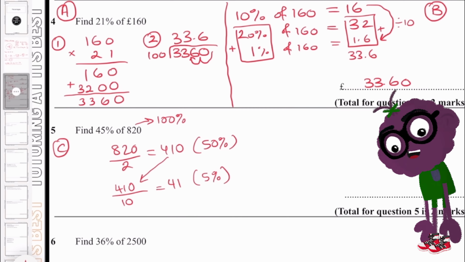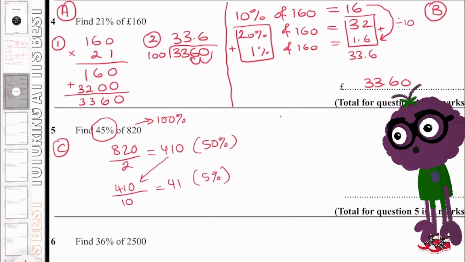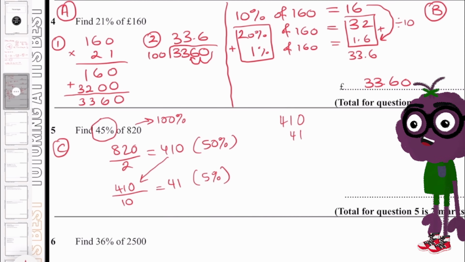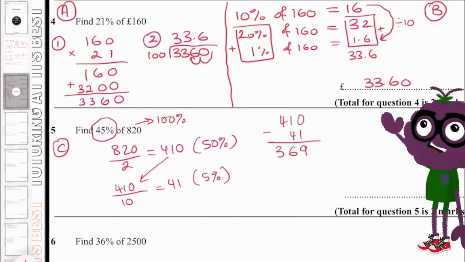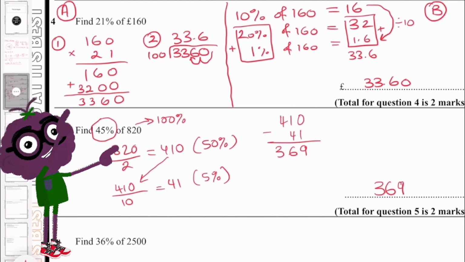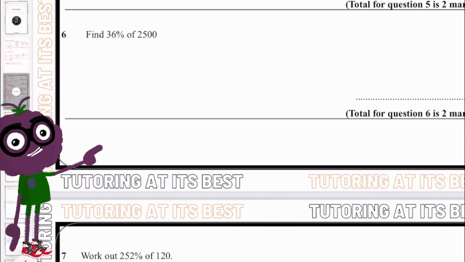And the reason I've done this is because I know we need to calculate 45%. So now I'm going to get my value, which is 50% here, and my 5% here, and I'm going to subtract this. And that's going to give me 369. So as you can see, this is another method you could use in order to get your answer. Okay, let's move on to question number 6.